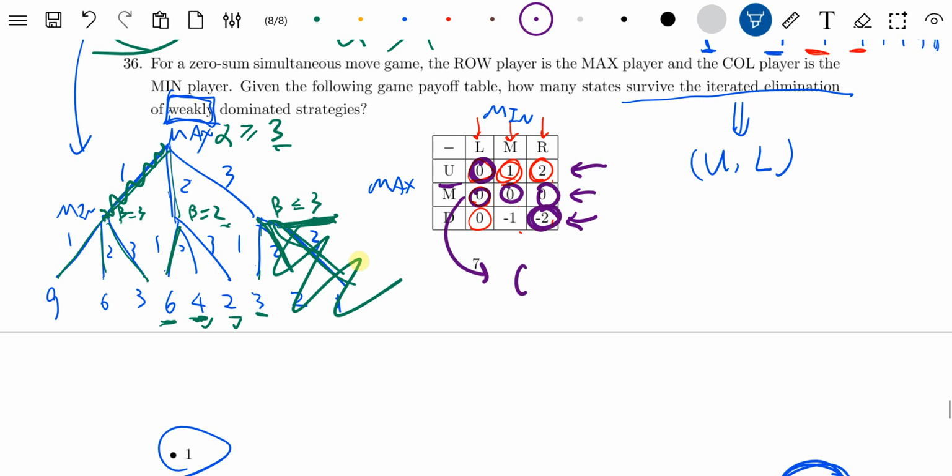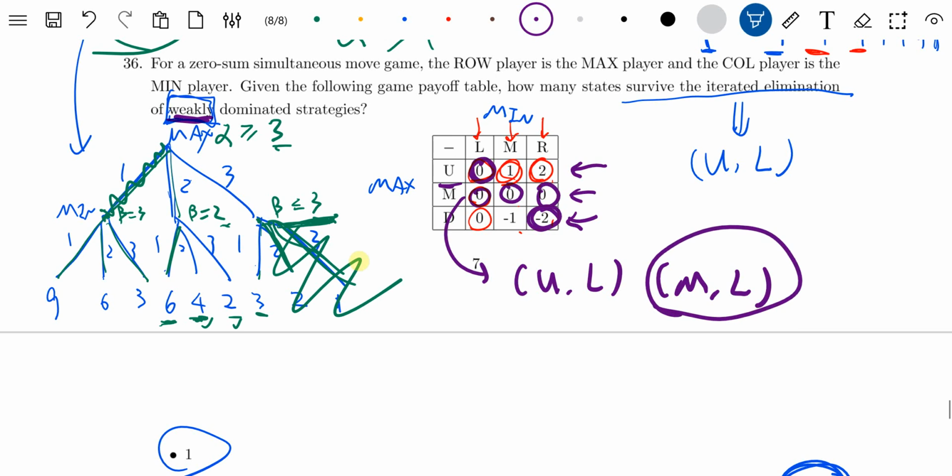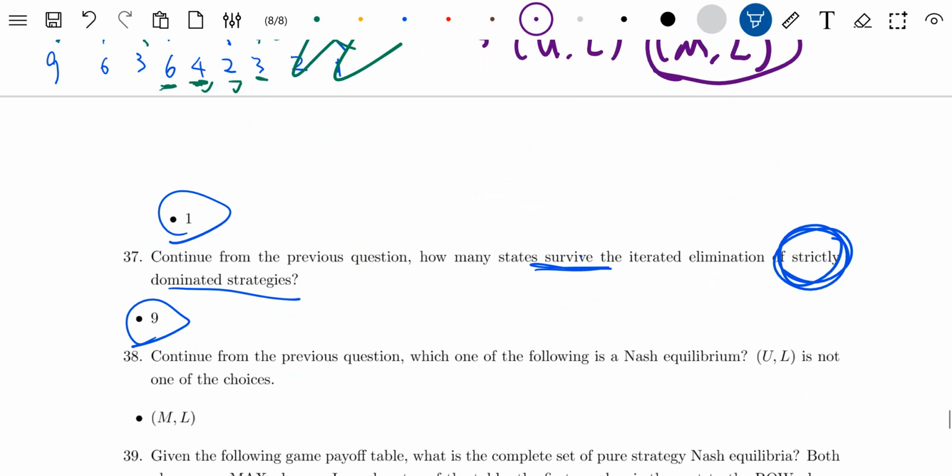2 circles are UL is a Nash equilibrium and ML is also a Nash equilibrium. So now you see that if you eliminate the weakly dominant strategies, you are actually eliminating one of the Nash equilibria, because this is not in the set of iterative elimination of weakly dominant strategies. So going back to the question, UL and ML, these are the 2 Nash equilibria.